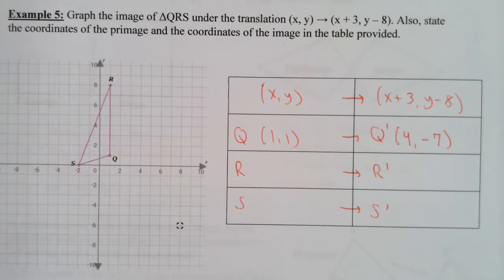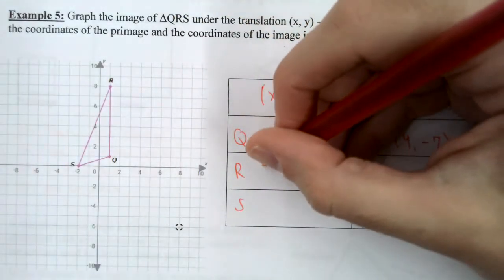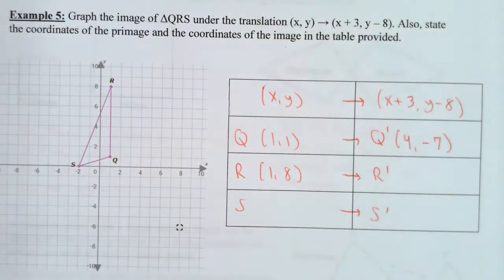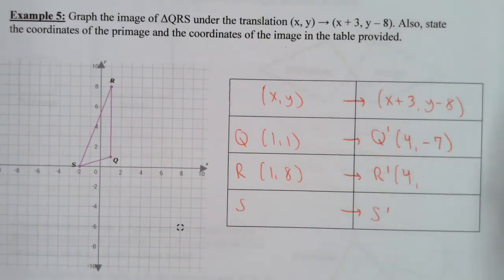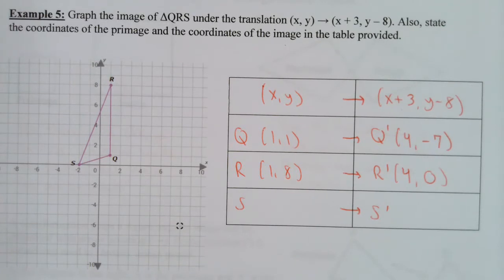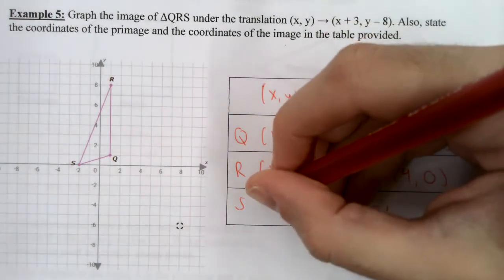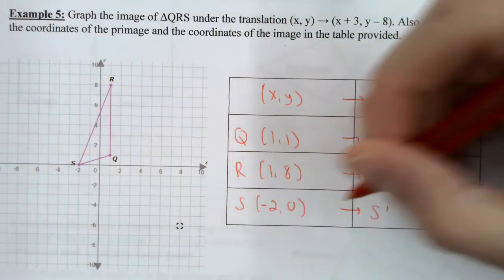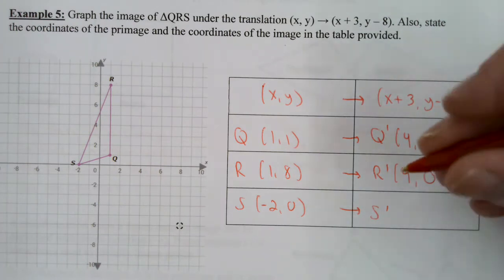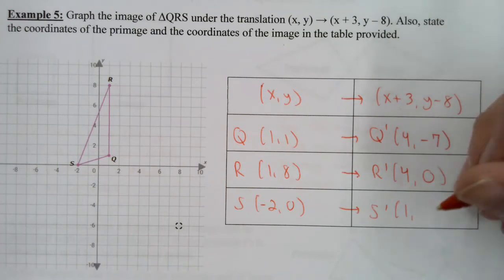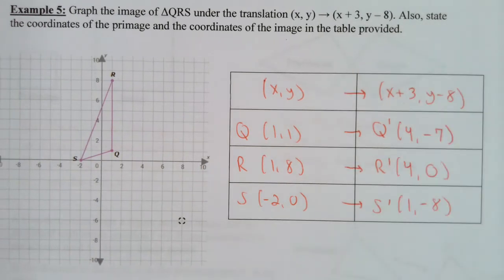R is at (1, 8). So that's going to map onto R prime. 1 plus 3 is 4, 8 minus 8 is 0. So (4, 0). S is originally at (-2, 0). That's going to map onto S prime. Add 3 to the x to get 1, and subtract 8 from the y to get -8. Okay, so that's my table.